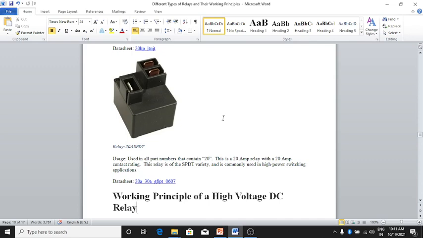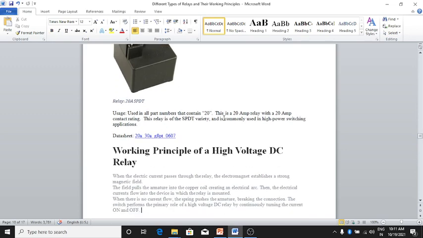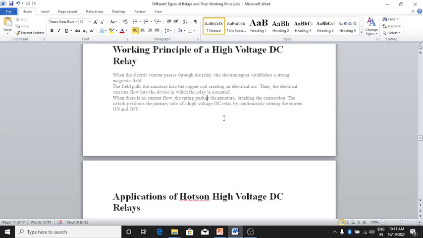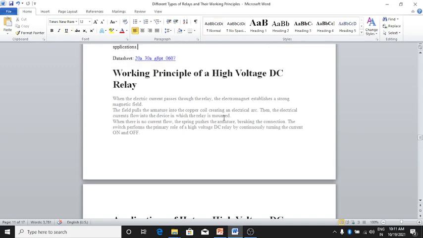Okay. Now, the working principle of the high voltage DC relay. What happens in a working high voltage DC relay? When the electric current passes through the relay, the electromagnet establishes a strong magnetic field. The field pulls the armature into the copper coil, creating an electrical arc. Then the electrical current flows into the device in which the relay is mounted.